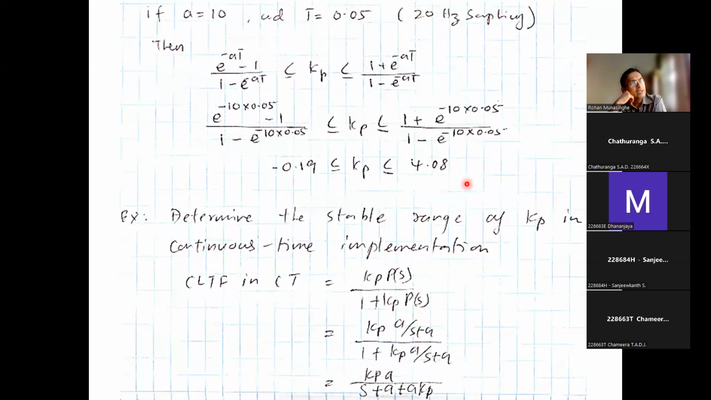So what we understand here is that the stability of a discrete plant, right, has something to do with the sampling interval. Okay, so it's not a constant number like in the continuous time case. Right, when you change the sampling interval, all the parameters of the plant are going to change.